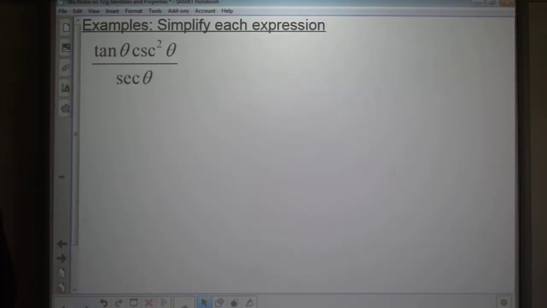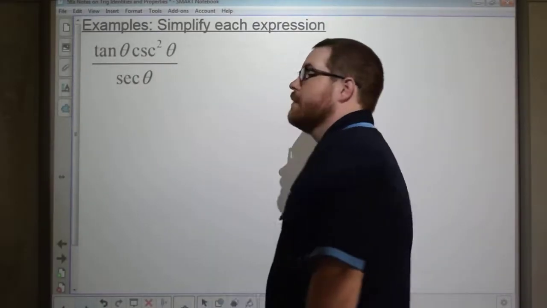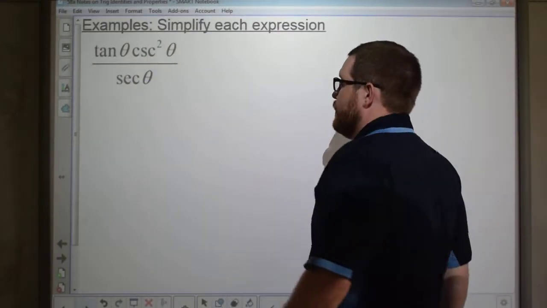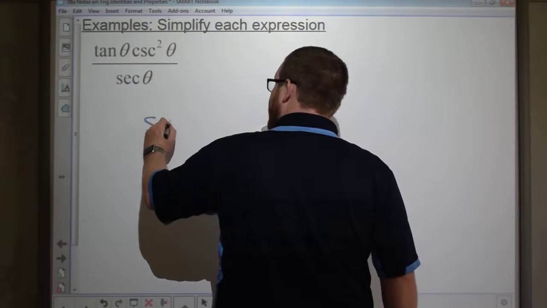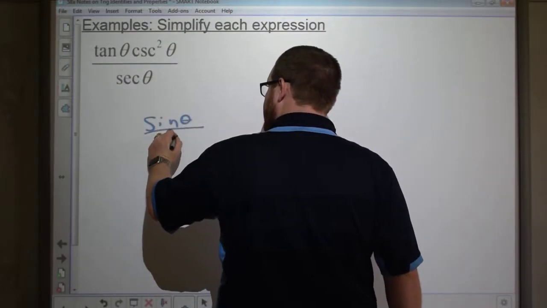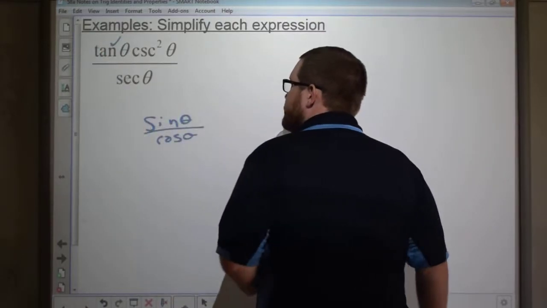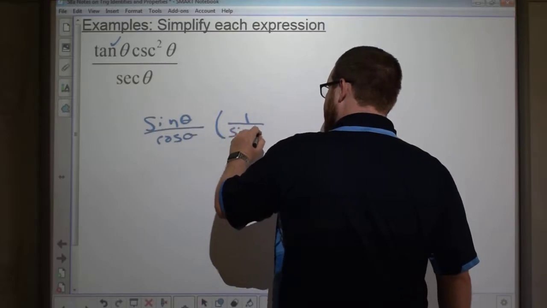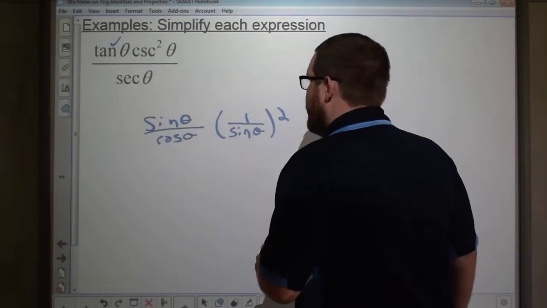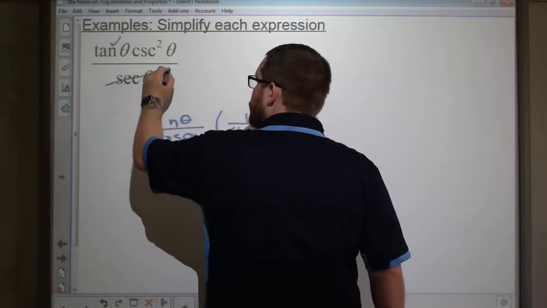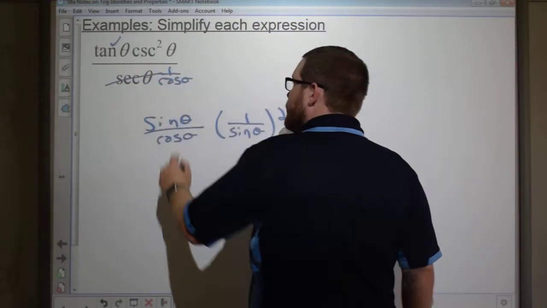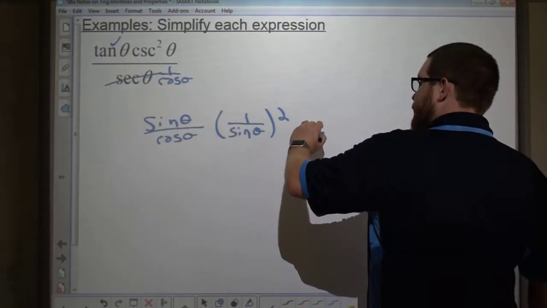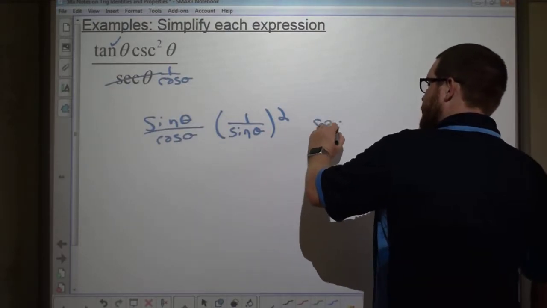So let's simplify this problem. It looks really ugly, so I'm going to try to turn everything into sines and cosines. I'm going to get rid of division. So I'm going to say this is sine theta over cosine theta. That takes care of the tangent theta. Secant squared. Well, secant is 1 over cosine theta, squared. But instead of dividing by 1 over cosine theta, I'm going to multiply by secant theta.